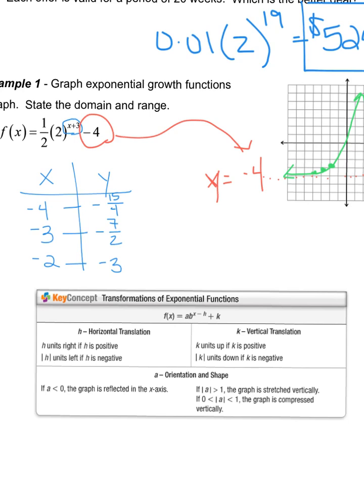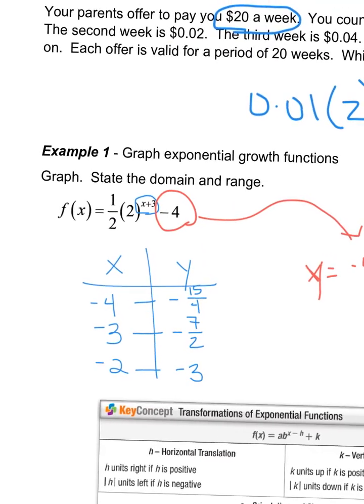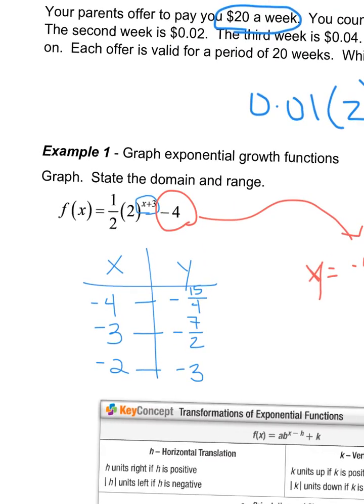The only difference would be your b value is a number greater than 1 for growth. Your b value, or the base of that power, is going to be a fraction between 0 and 1 if it's decay. And we'll look at that next. Back, quick overview of things. Again, when you're graphing, biggest thing, pick x values that make it nice for you.